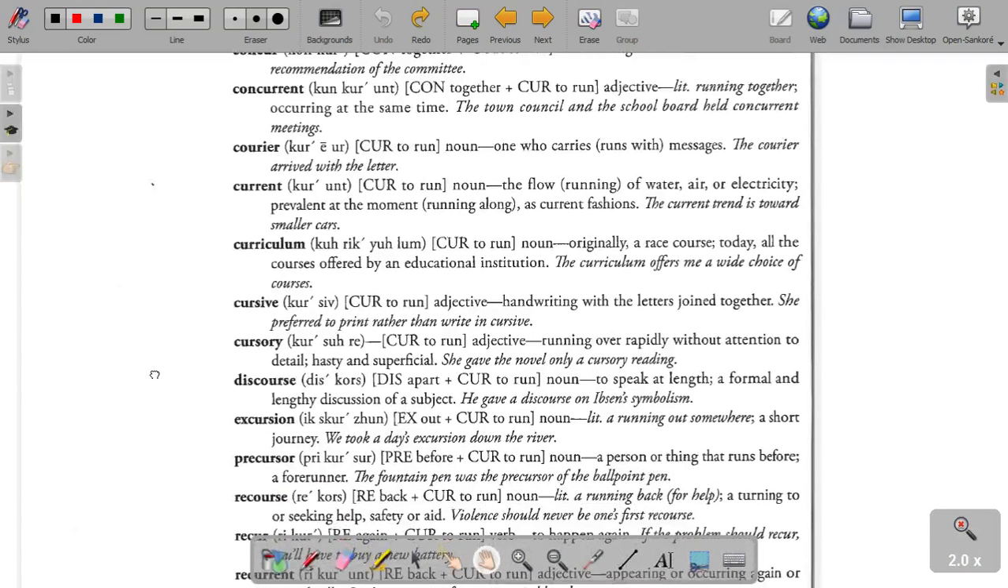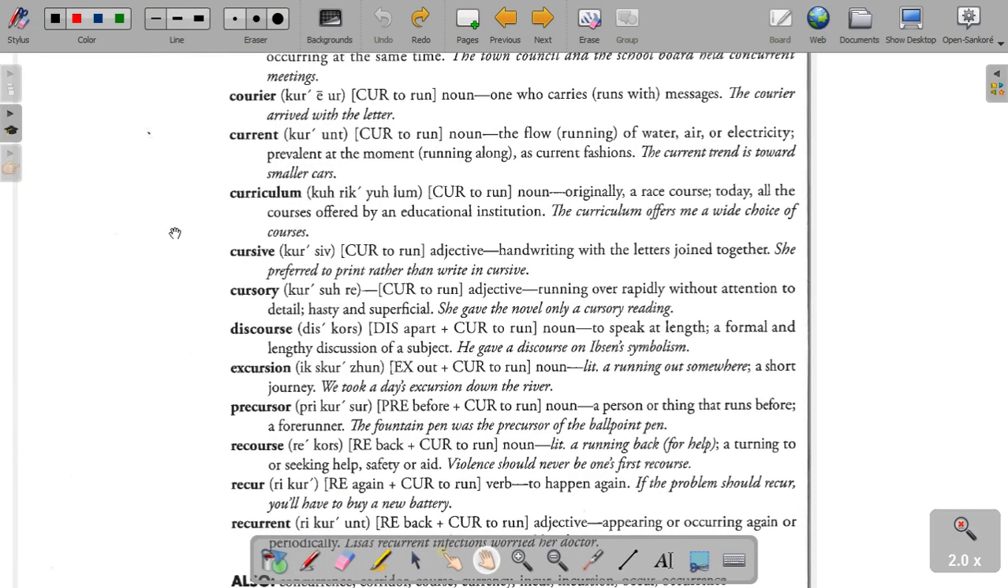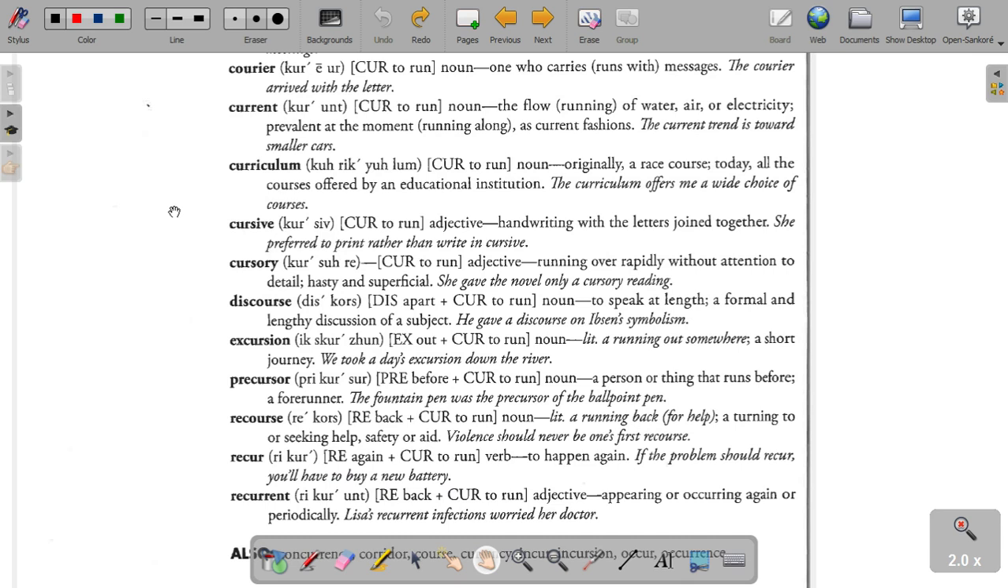Concurrent means running together at the same time. So occurring at the same time is what concurrent means. So the town council and the school board held concurrent meetings. The courier is one who carries or runs with messages. So the courier arrived with the letter. So we don't use this word too often anymore, courier, but we do use it every once in a while. So courier just means someone who runs ahead and gives a message usually.